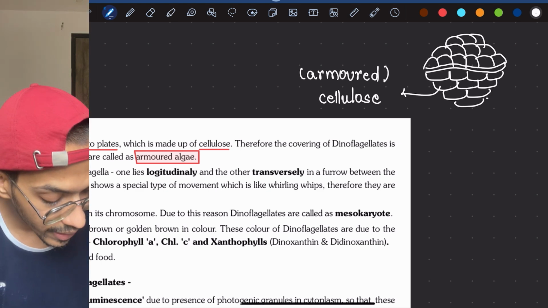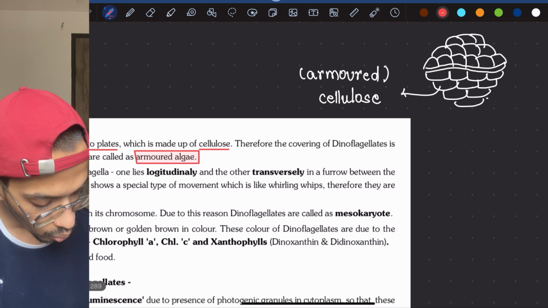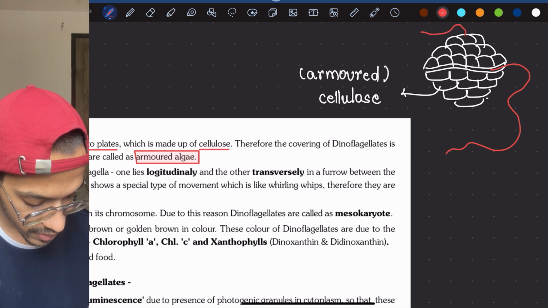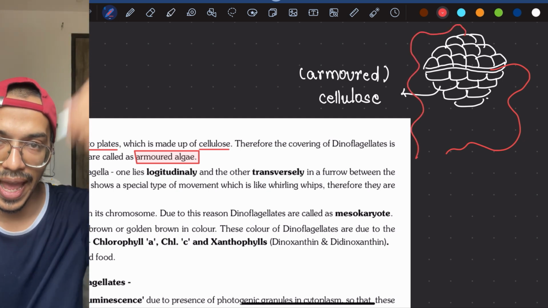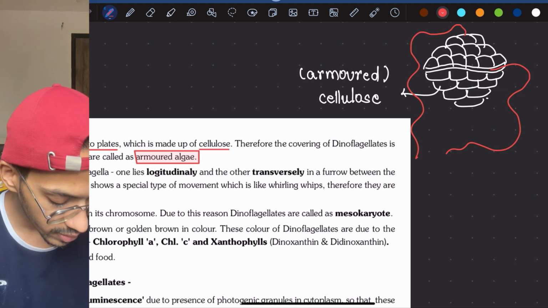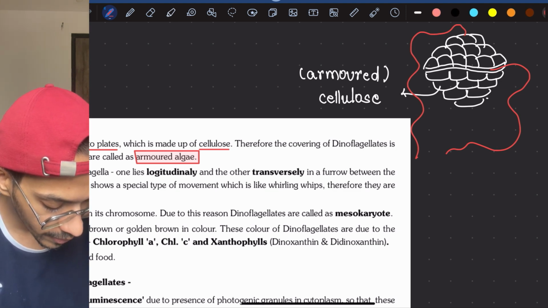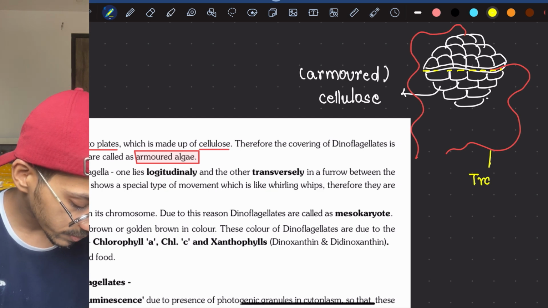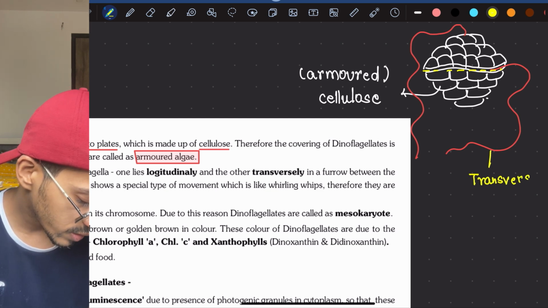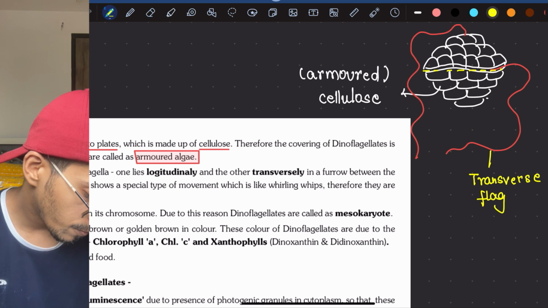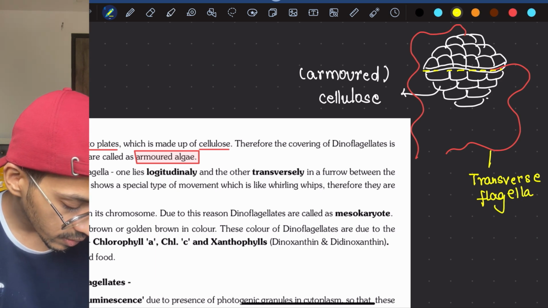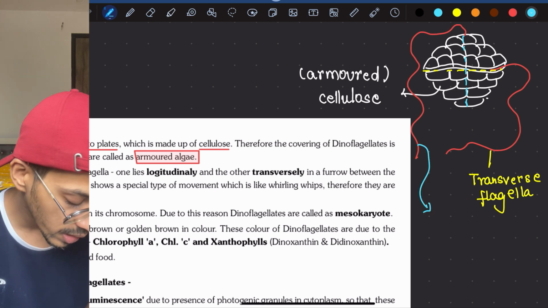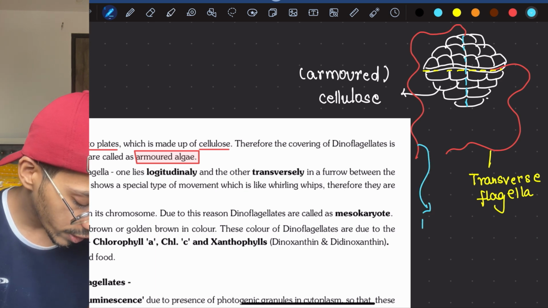Now I told you also that it has two flagella present. One is this, which is what? A transverse flagellum, and the other is this. This is a longitudinal axis flagellum. So this is a transverse axis of the body, so this flagellum's name is transverse flagellum. Whereas this is, sorry, longitudinal. So that is known as the longitudinal flagellum.